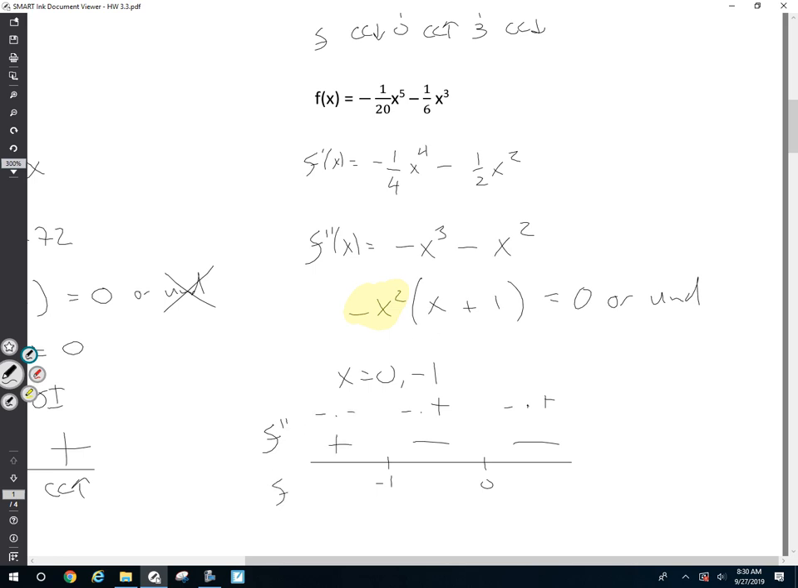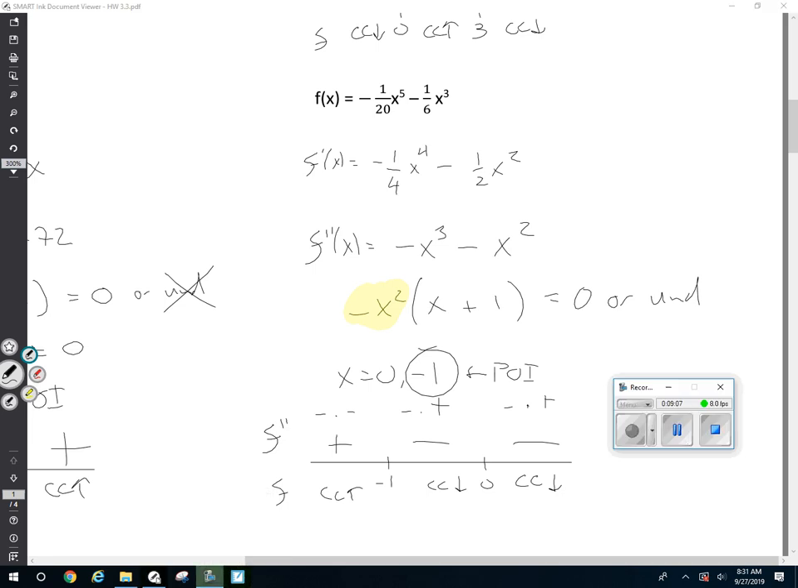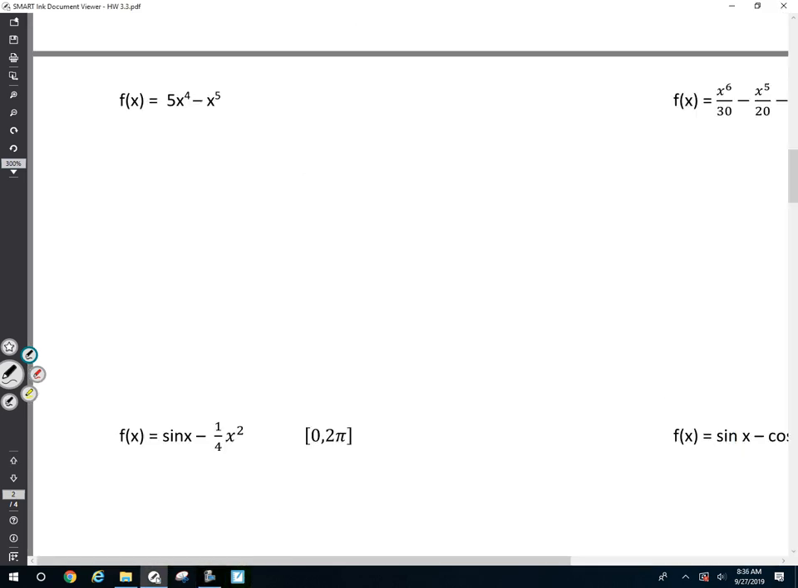So F is concave up, and concave down, and concave down. X equals -1 is the only point of inflection. 0 is not a point of inflection. All right. Here's my first derivative. Here's my second derivative.